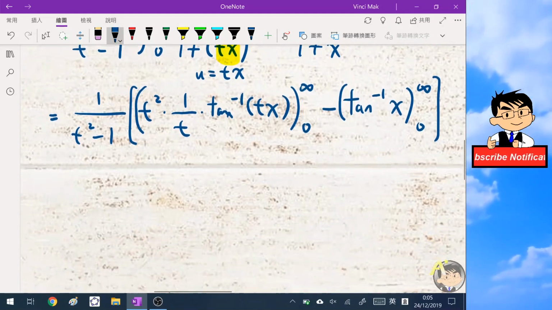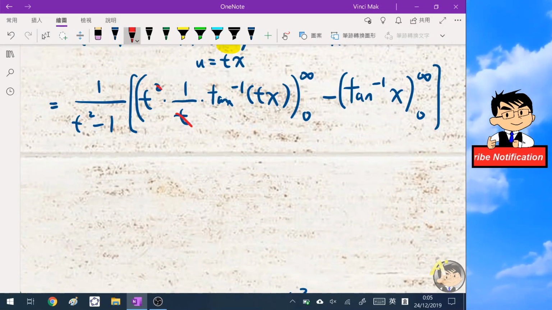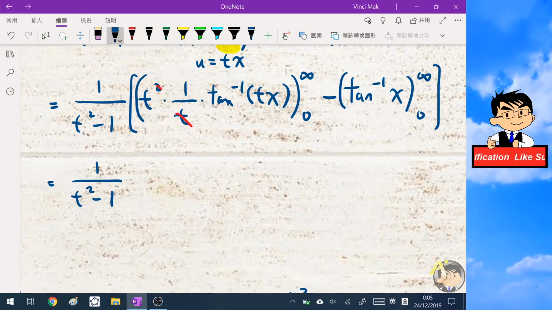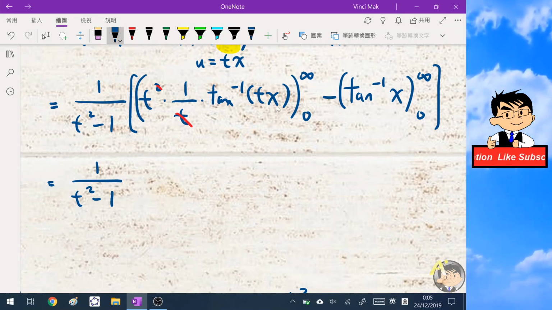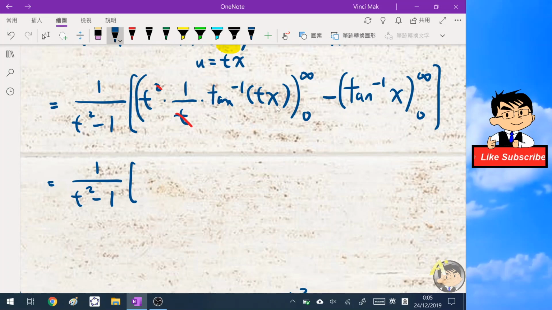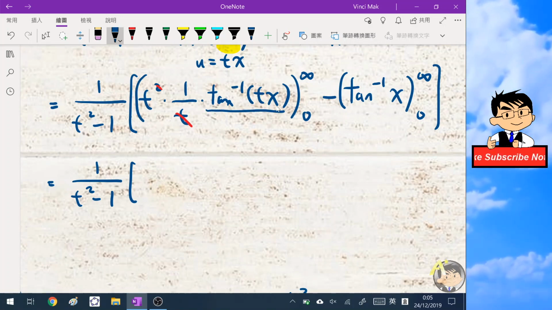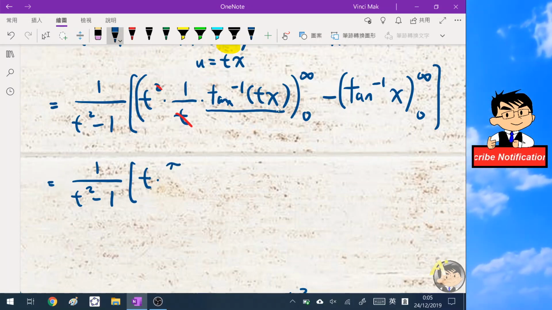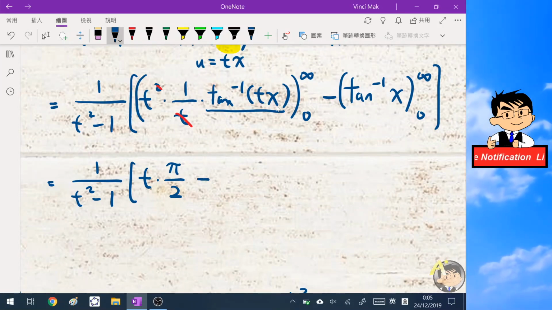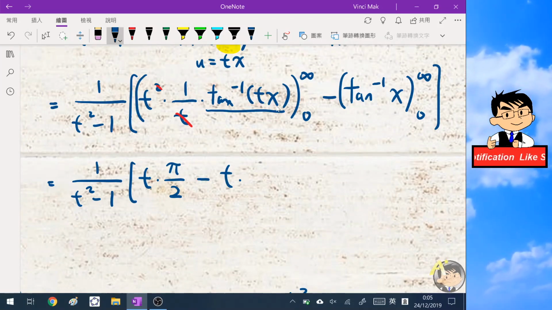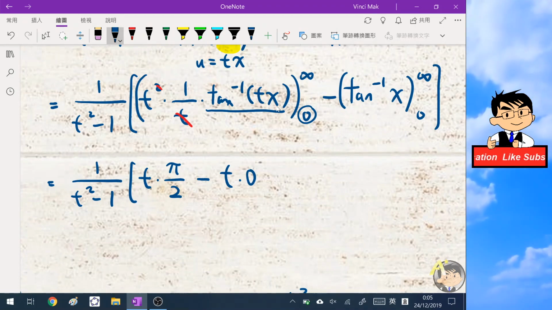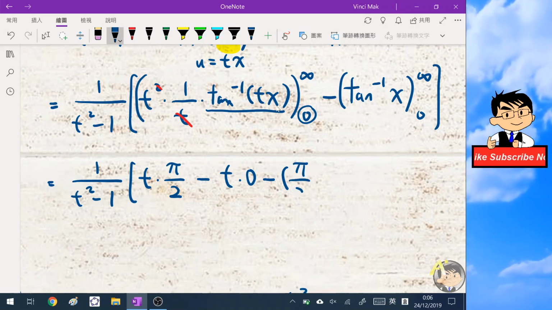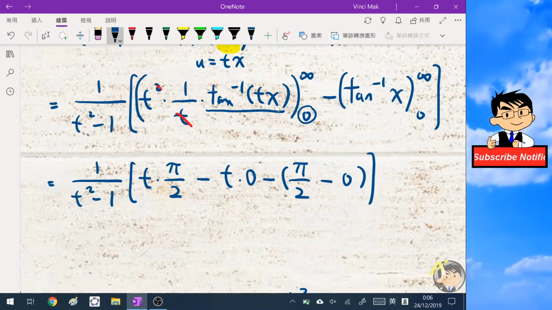So we will now cancel out one t here, and then we will leave the 1 over t squared minus 1 outside, and then we will substitute the limits. So arctangent of infinity is equal to pi over 2. So we will multiply t by pi over 2 minus t multiplied by the arctangent of 0, so it is also 0. And then we will subtract, we add the bracket, pi over 2 minus 0. We close the bracket like this.